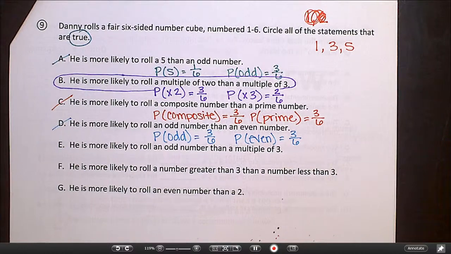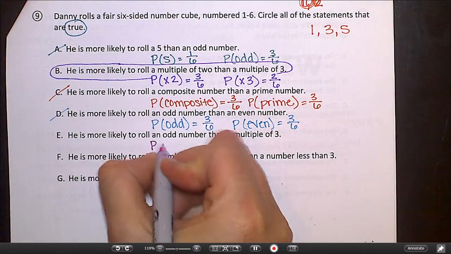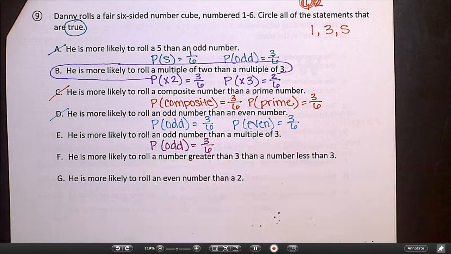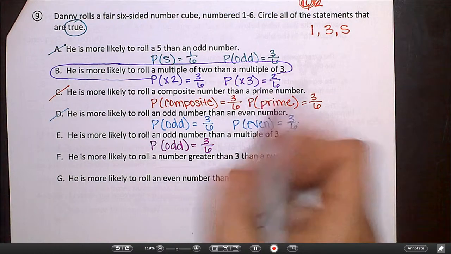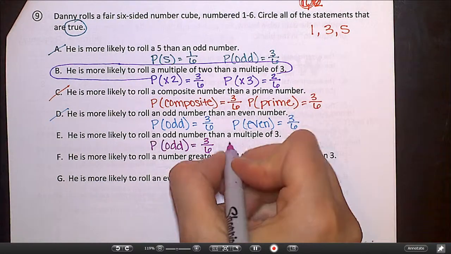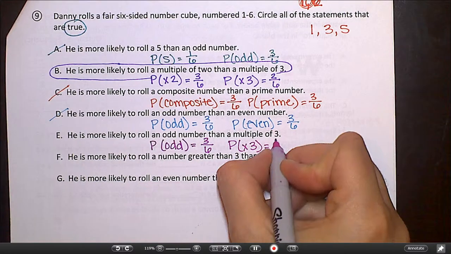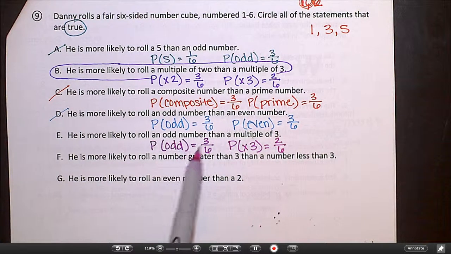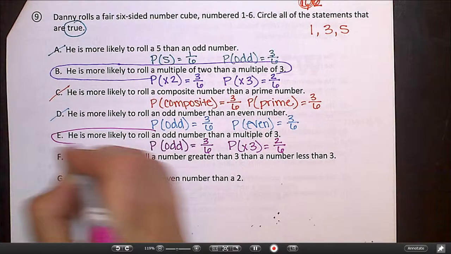Let's keep going. He's more likely to roll an odd number than a multiple of 3. Okay, well, the probability of odd we already know is 3 out of 6. And we already know the multiple of 3, we can come back up here. The probability that it's a multiple of 3, we have 3 and 6, so 2 chances out of 6. And he is more likely to roll an odd number because we have 3 of those and only 2 of these. So I'm going to circle this one.